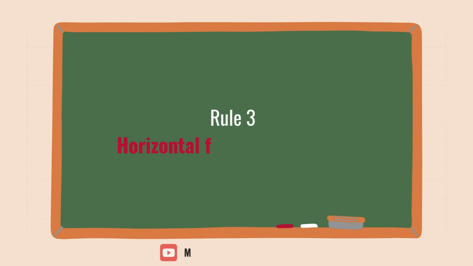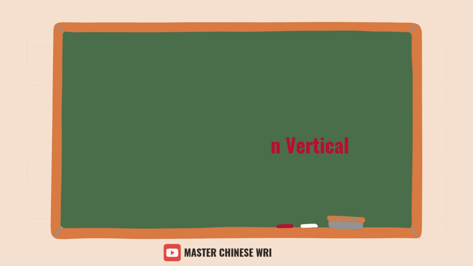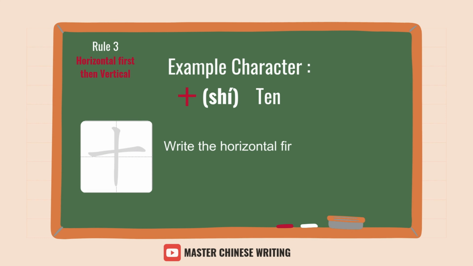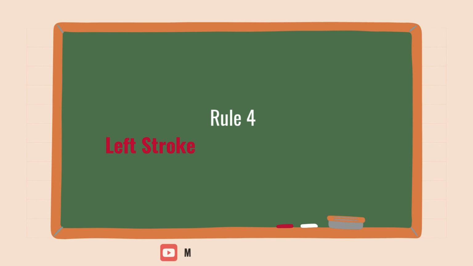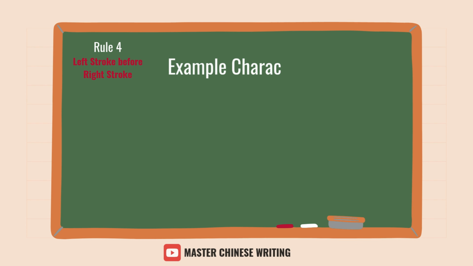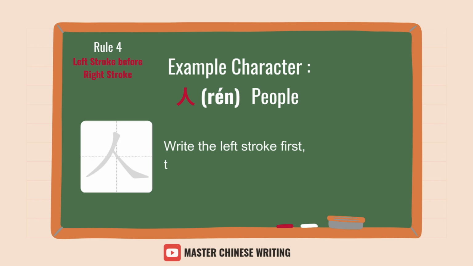Rule 3, horizontal first, then vertical. Example, character 十. Write the horizontal first, then the vertical. Rule 4, left stroke before right stroke. Example, character 人, people. Write the left stroke first, then the right stroke.